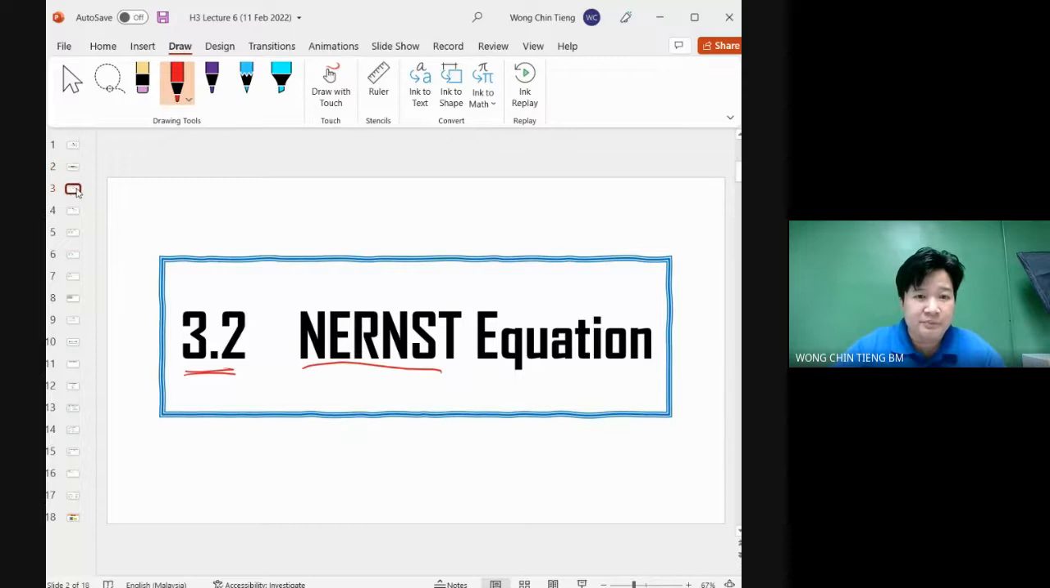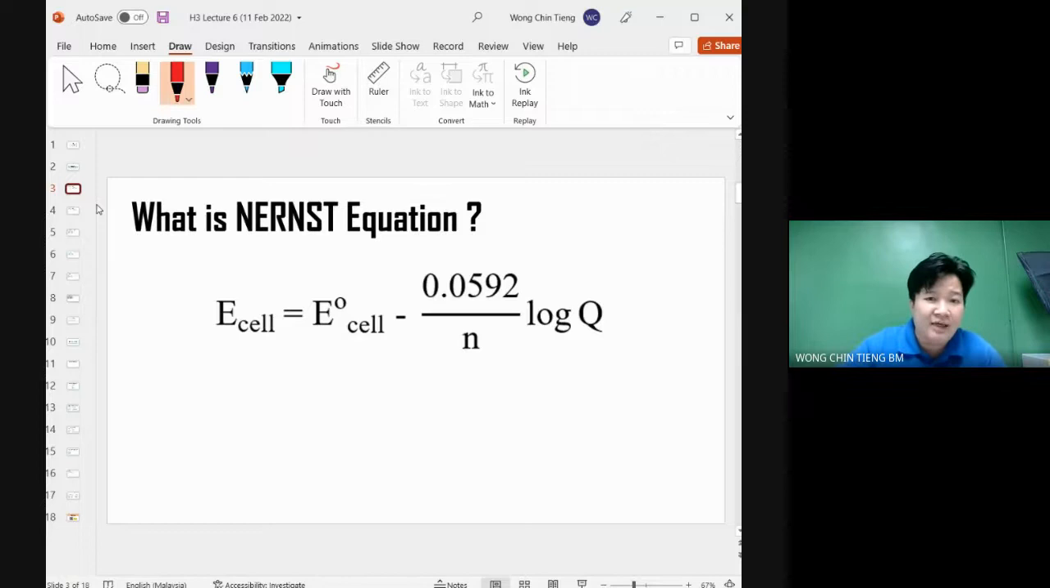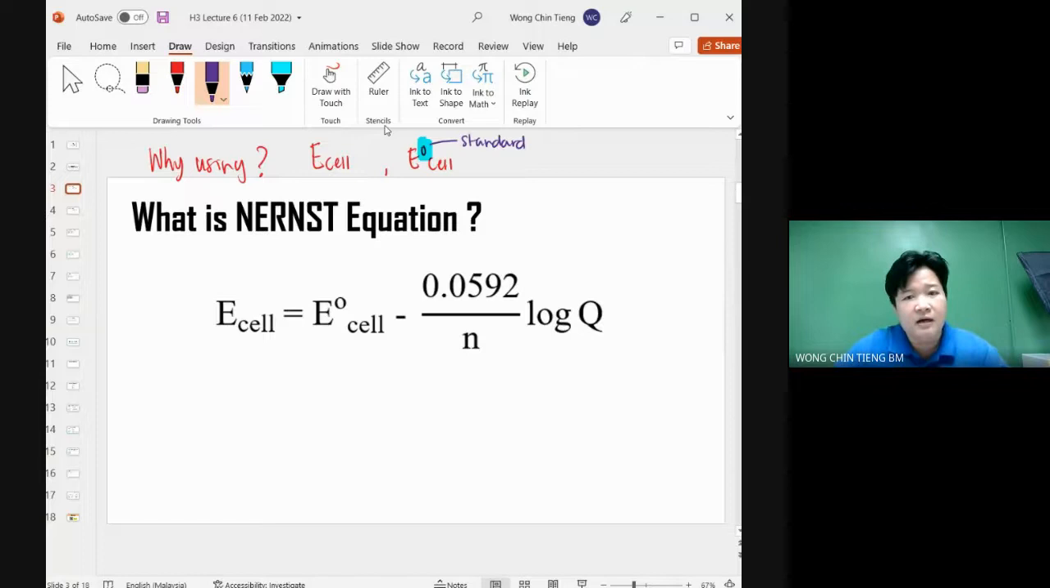So the question is, what is Nernst equation and why are we using Nernst equation? That's the problem, okay? Sebelum ni kita belajar cell potential, okay, E cell. So E cell and also E not cell adalah dua benda yang berbeza. Satu adalah standard, if you remember. Bila dia ada not ni, dia adalah standard condition. So the problem arise adalah, apa jadi kalau soalan saya bukan dalam keadaan standard? How can I find the cell potential when it's not in the standard condition?